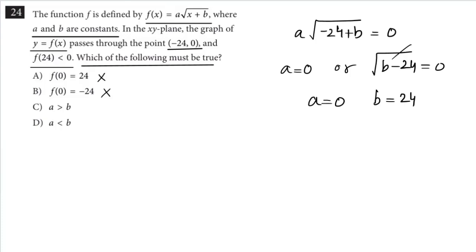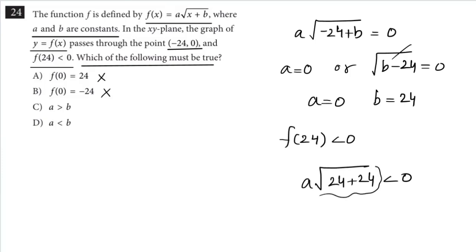But let's explore the second option as well. What does it mean that f of 24 is less than 0? If you substitute 24, then you have a square root of 24 and b is 24 as well. So this is less than 0. This is clearly a positive number, square root of 48. So a is turning out to be a negative number. So a is less than or equal to 0 and b is 24. So definitely a is less than b. D is the correct answer.